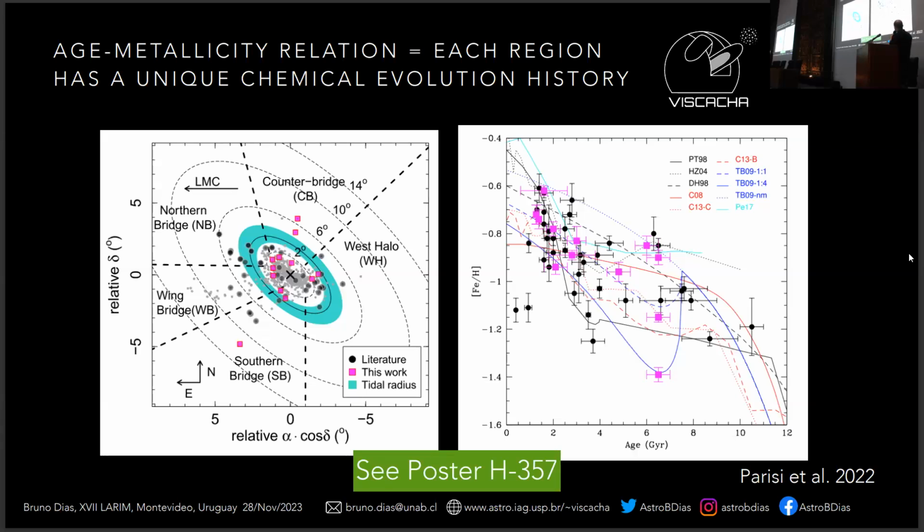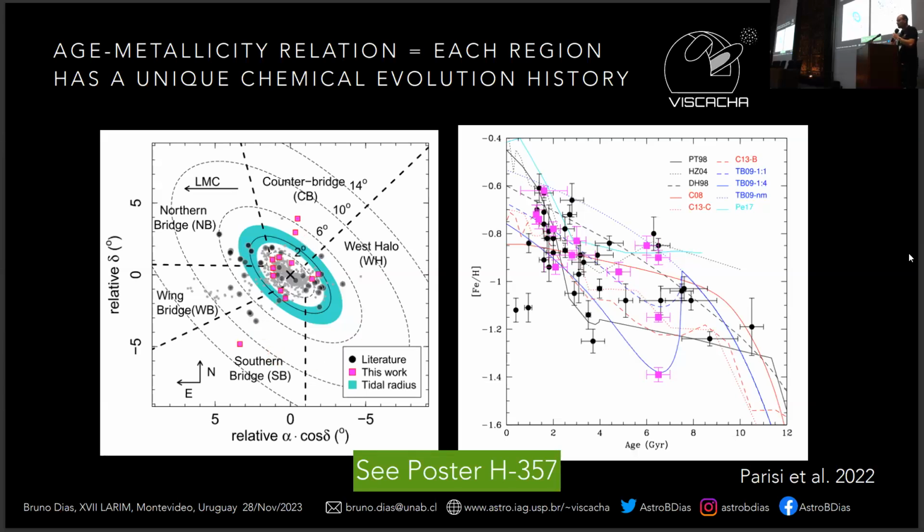And then all these lines here are different chemical evolution models trying to reproduce this, and they cannot. There is no single model that can reproduce everything. So there's a big dispersion that's not related to observational errors. So how do we solve that? How do we understand this? This is part of what I proposed when I was a PhD student, to split the regions, because each region is telling us a different story.